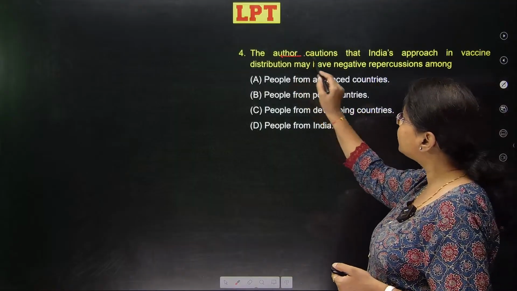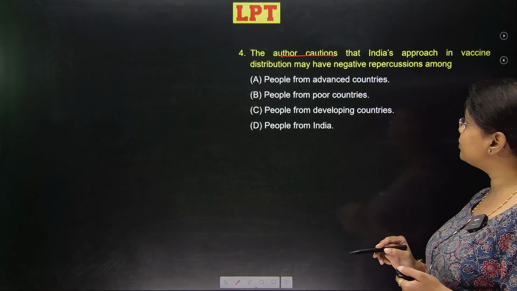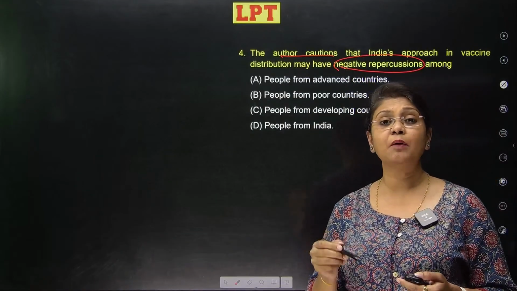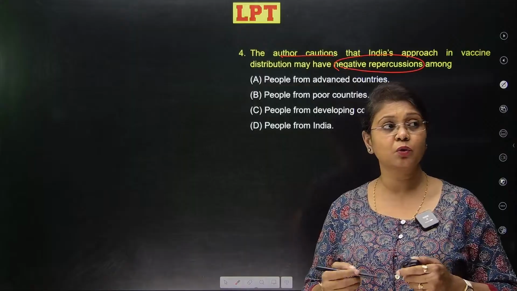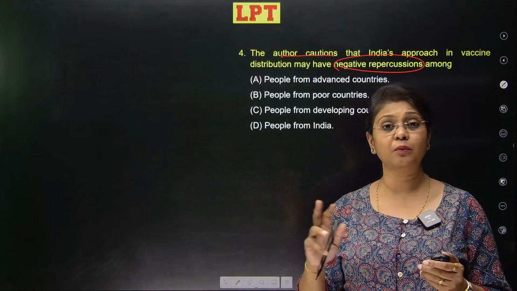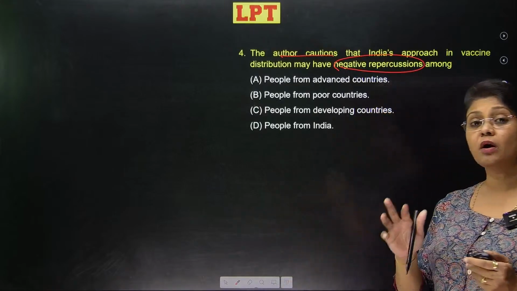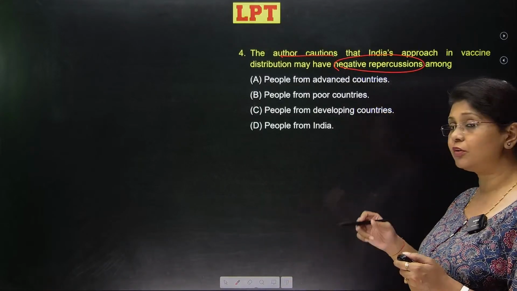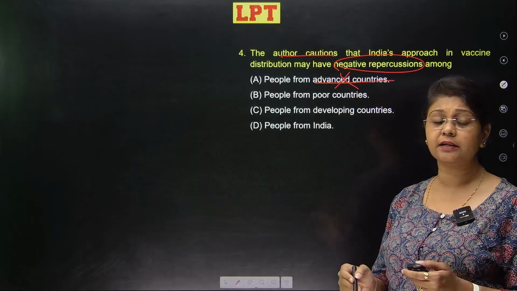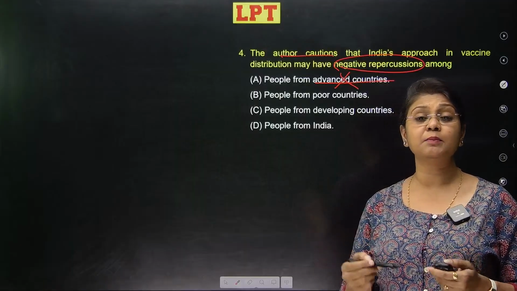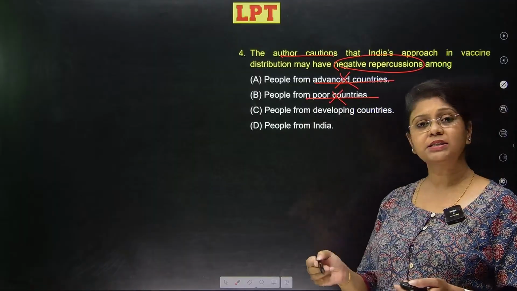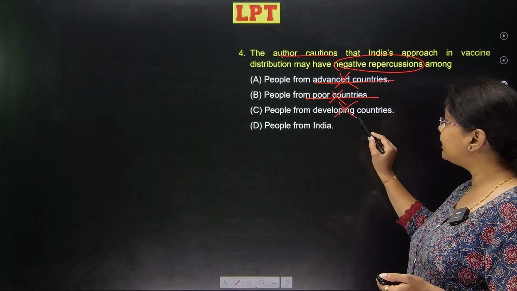It says the author cautions that India's approach in vaccine distribution may have negative repercussions among. So we said that in a democracy like India, there was a backlash. India was not vaccinating its own population, but it was making sure that these vaccines reach the poorer nations. So there was a case of backlash coming up, a criticism from its own population. If you look at it this way, it says people from advanced countries, well, that's not the idea here, because we were talking about criticism from people in India. So this is cancelled out. It says from poor countries, again not supported by the passage. People from developing countries, even that is not the claim.